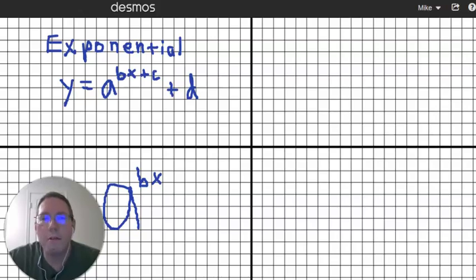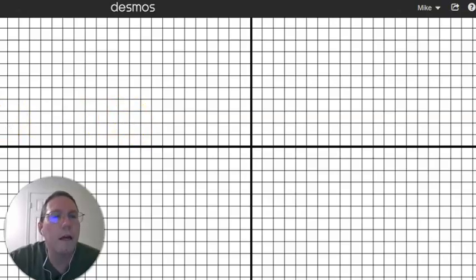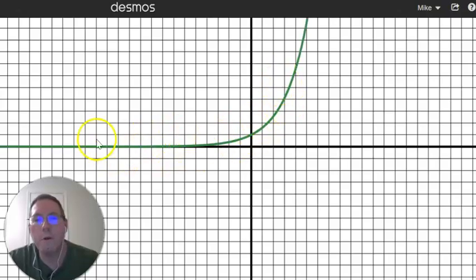But let's go ahead and see what this looks like. What does an exponential function look like? Well, I need to set it up first. Okay, so this is an exponential function. I don't know if you can see that pretty well. This is really interesting. What happens with an exponential function is it looks very different in the left direction than it looks in the right direction.